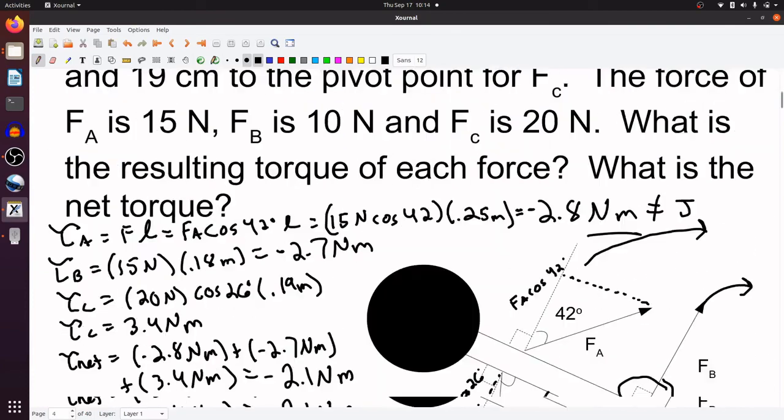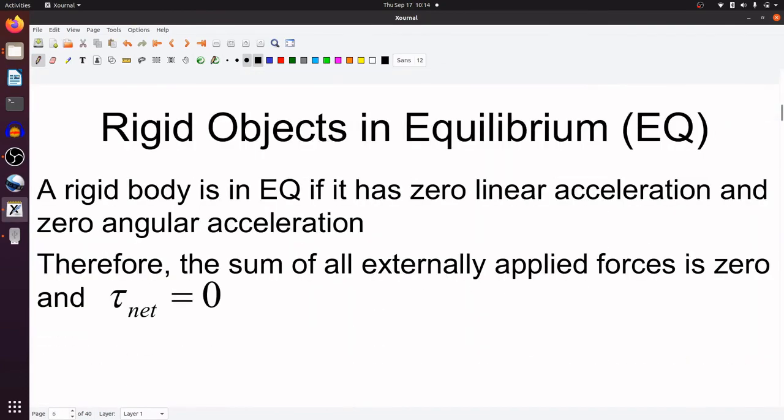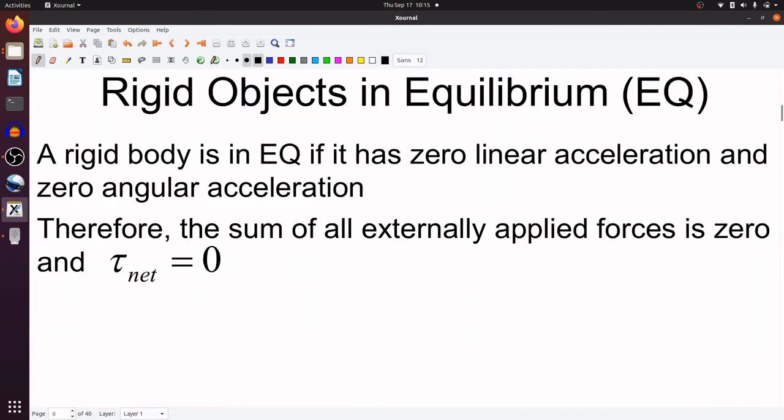Alright, so next up is rigid objects in equilibrium. A rigid body is in equilibrium if it has zero linear acceleration and zero angular acceleration. We talked about this earlier in chapter 4, maybe a little bit of 5, and that is that, remember, zero linear acceleration means it can be moving at a constant speed.